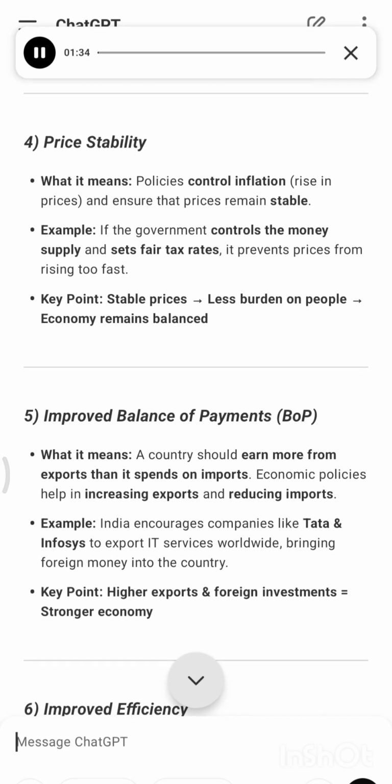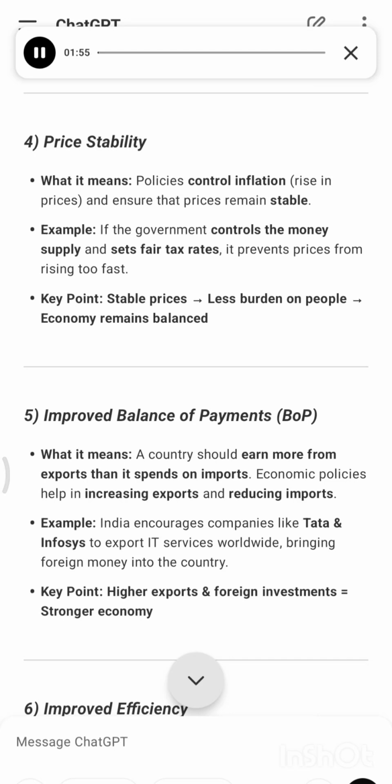4. Price stability. What it means: policies control inflation, the rise in prices, and ensure that prices remain stable. Example: if the government controls the money supply and sets fair tax rates, it prevents prices from rising too fast. Key point: stable prices, less burden on people, economy remains balanced.